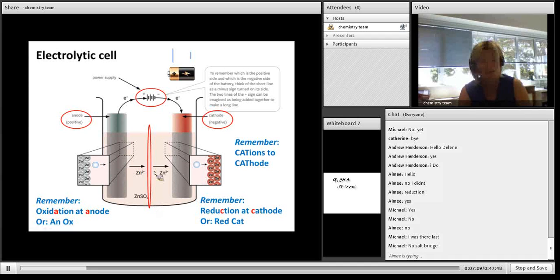There's no salt bridge. Remember, we divided the two reactions. We kept the oxidation separate to the reduction in the electrochemical or galvanic cell. We don't have to do that with an electrolytic cell.